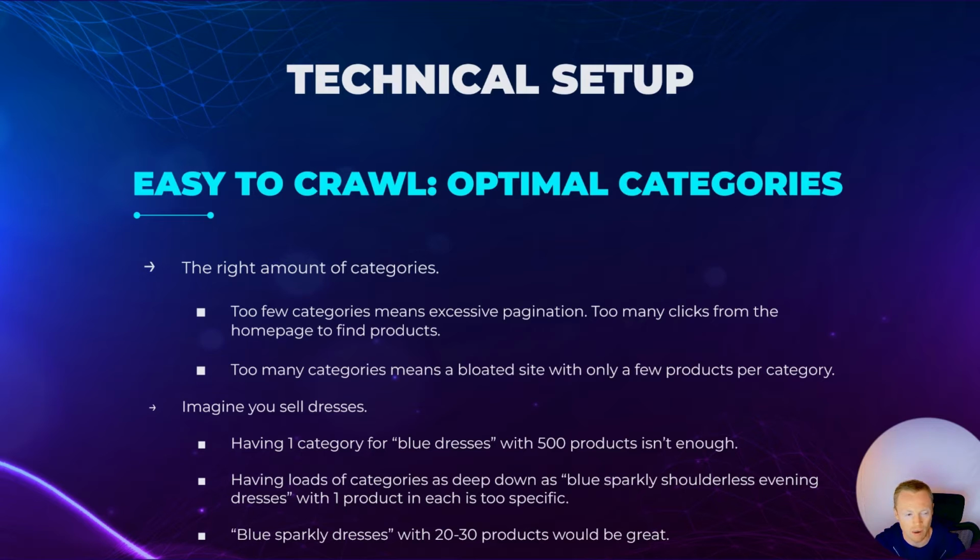So imagine a website that sells dresses and they just had one category called blue dresses with 500 products in. And they show 20 products per page and Google's got to go through page 1, page 2, page 3, etc. to find them all. It's not ideal really for crawlability.